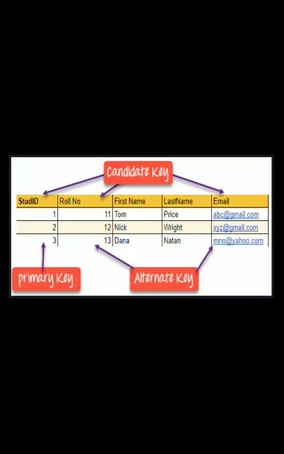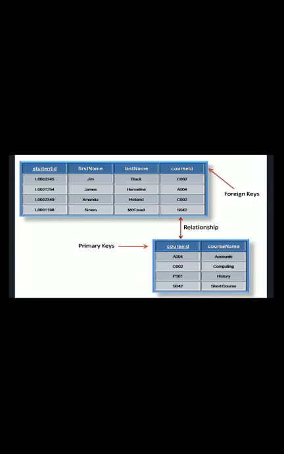So here you can see this table: student ID, roll number, first name, last name, and email. Student ID, roll number, and email, all three are unique, so these are all candidate keys. If I choose student ID to be the primary key, then roll number and email become alternate keys. Next we come to foreign key.